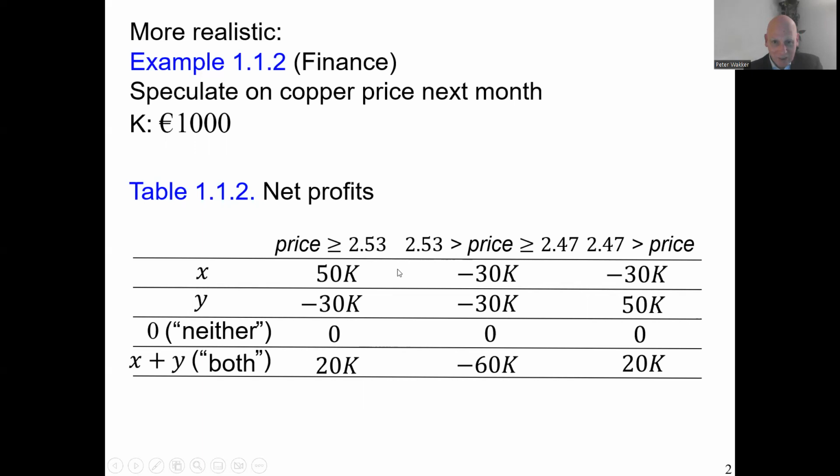If the price is 1 cent below 2.53, you already lose 30K. If it's 1 cent above, you gain 50K. This is possible, so this is realistic in this example. If you do neither of these positions, you get 0, and if you do both, you get the sum of these payoffs. So here I summed all the events.